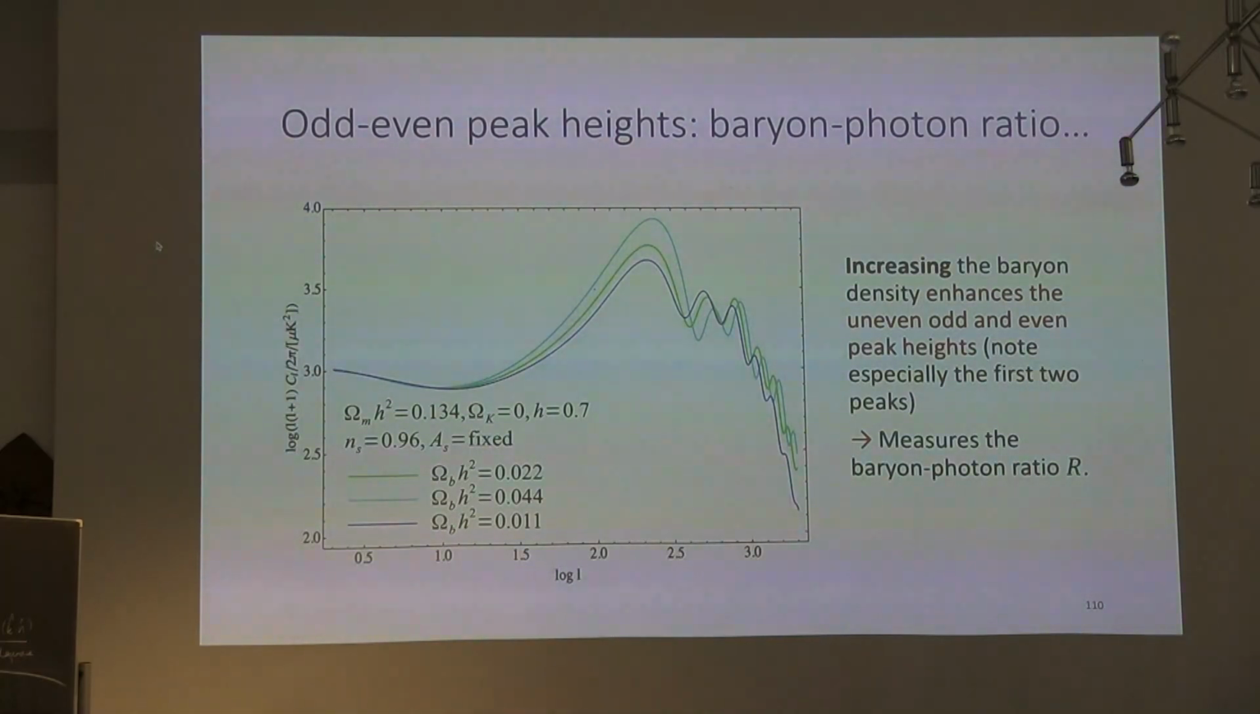And this signature is very hard to mimic by anything else, which is why you never hear about the omega b tension, because this is just really well determined. It's very hard to mimic with anything else.